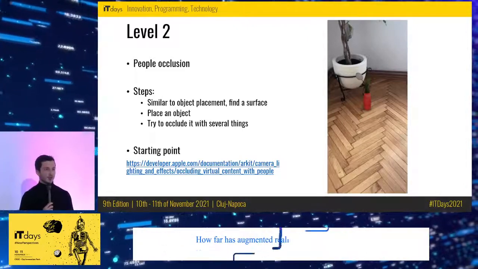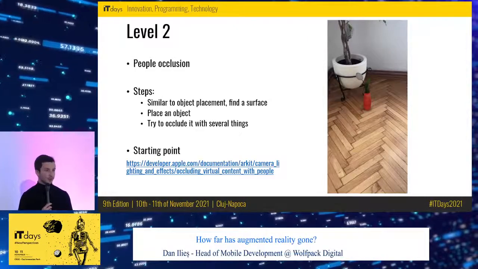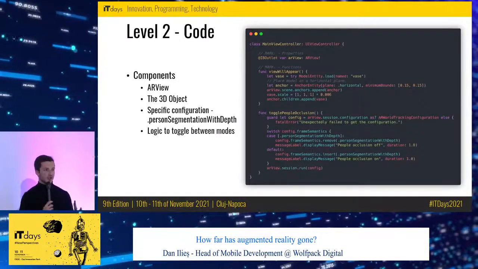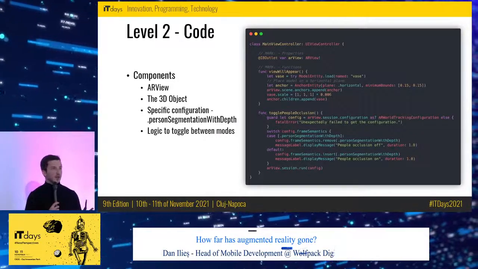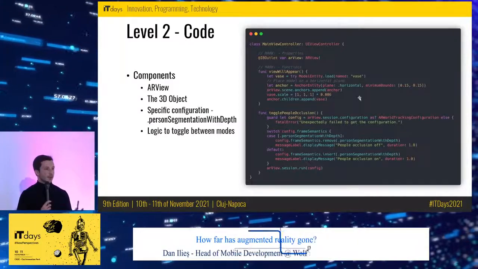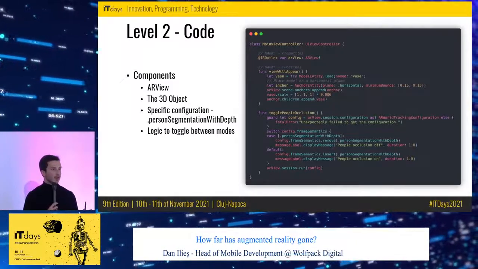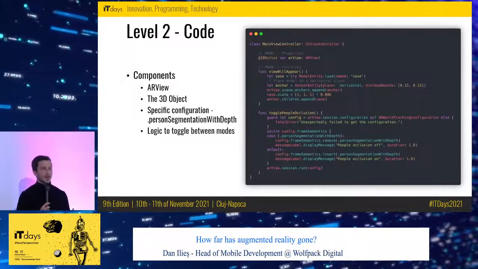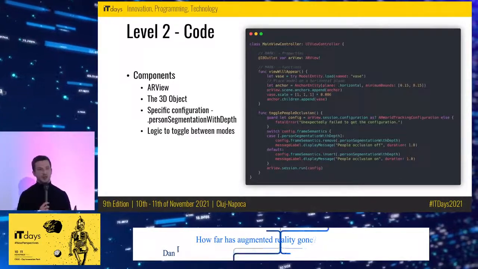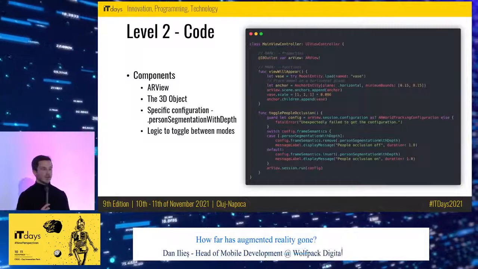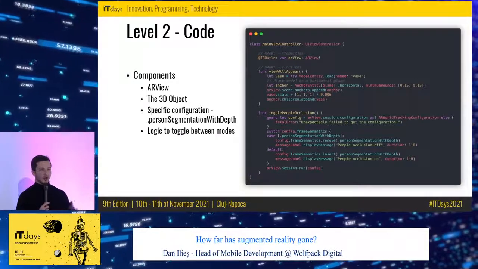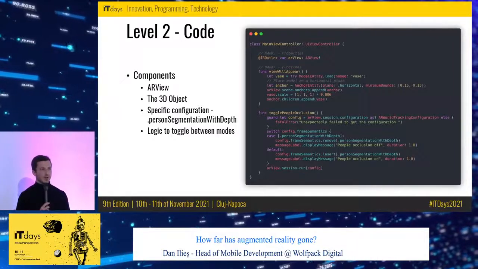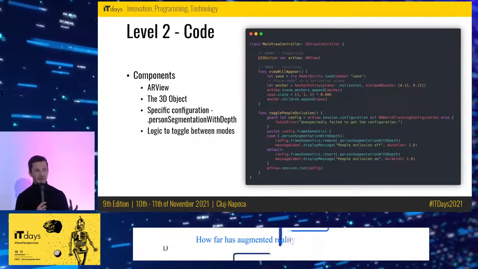So you place an object, and then you have to configure the session in such a way that the, where is it on the code? Yeah, it's person segmentation with depth. That's a property on the configuration. And after you set that property, you can enable and disable it, and then people occlusion is turned on and off. What's different again from level 1? Maybe you notice that it's a bit less code.